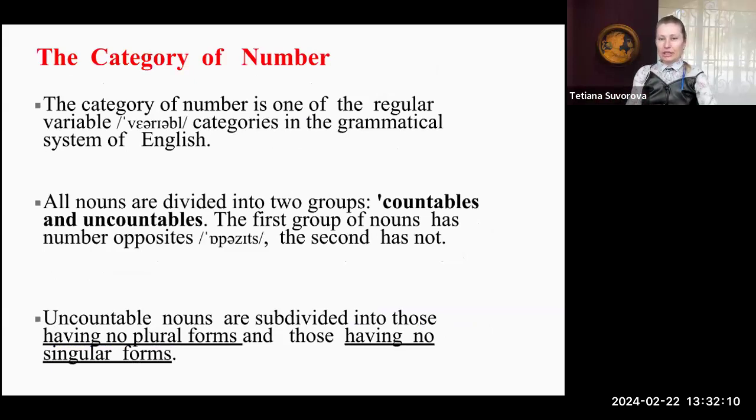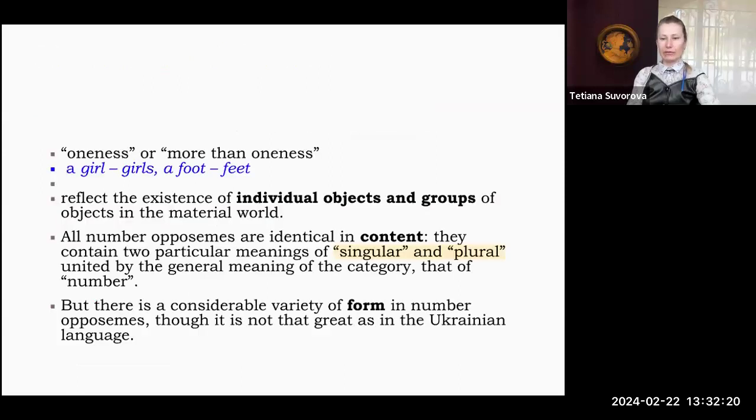So the category of number, what is here? Generally nothing special. You can have this presentation and the slides. It is the repetition of what I have mentioned. Let's move to the peculiarities. So here it is expressed that there are some peculiarities in English, that it's not only about plurality that is expressed with the help of S. It can sometimes be root changes.